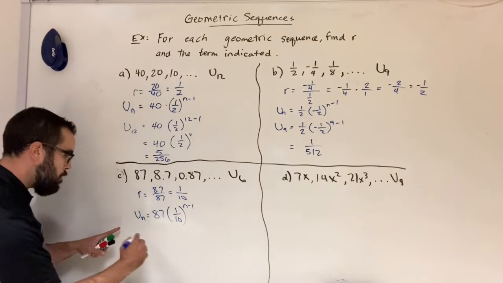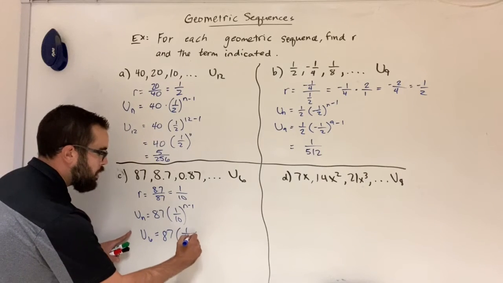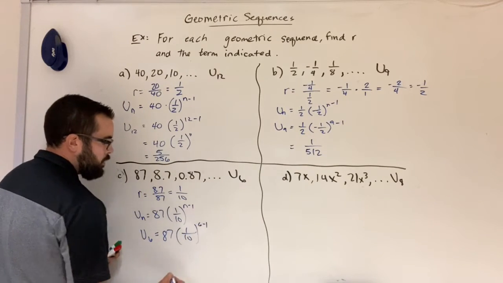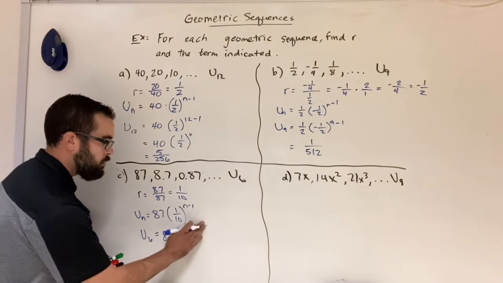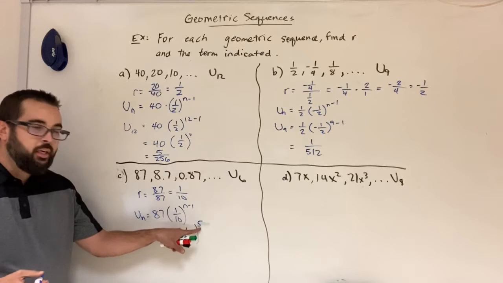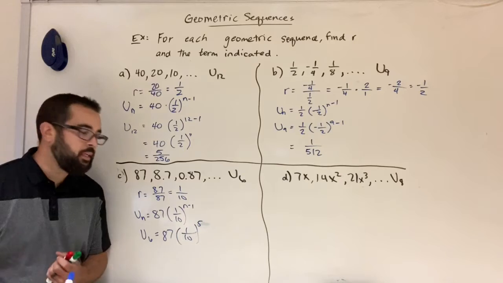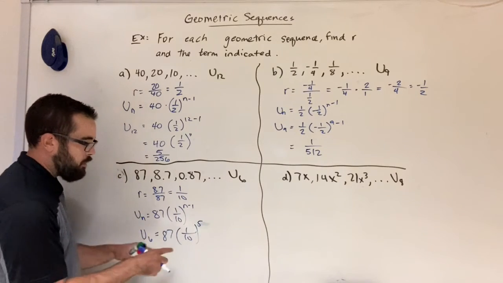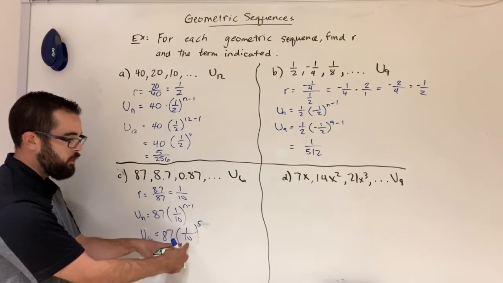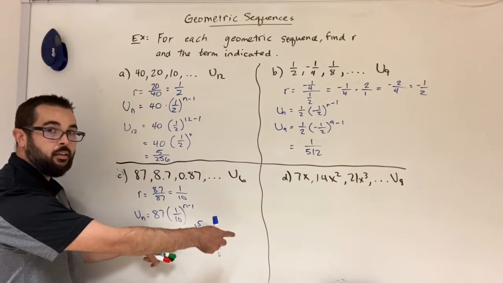All right, so now u sub 6 is going to be 87 times 1/10 to the 6 minus 1, which I'm running out of board space, so I'm just going to erase that and put 5. I believe we could do this without a calculator. Multiples of 10 are pretty easy to do. So the way I think about it, 1/10 to the 5th power is just 1 over a 1 with 5 zeros after it.